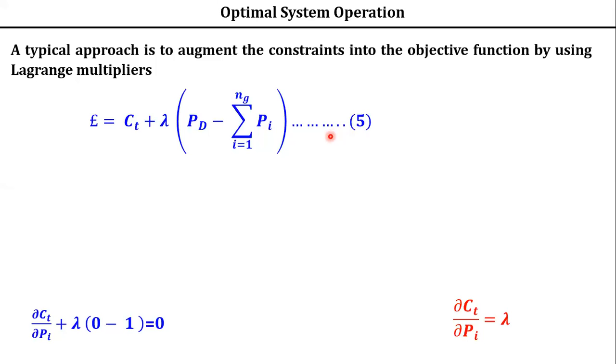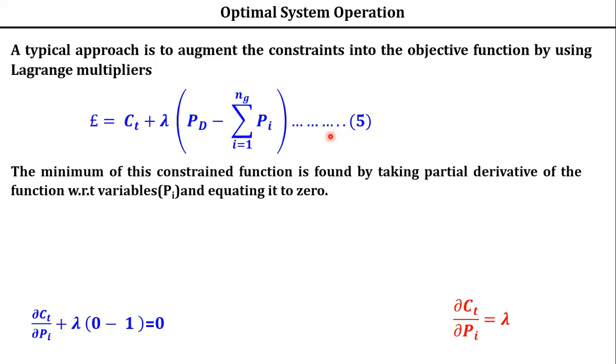Now how do we get the solution of this? First thing is the objective function and the constraint. Now we augment the constraint into the objective function using the Lagrangian multiplier. The minimum of this constrained function, known as the Lagrangian function, is found by taking the partial derivative of the function with respect to the variable PI and equating it to zero. So this constrained function is found by taking the partial derivative of this Lagrangian equation with respect to PI.